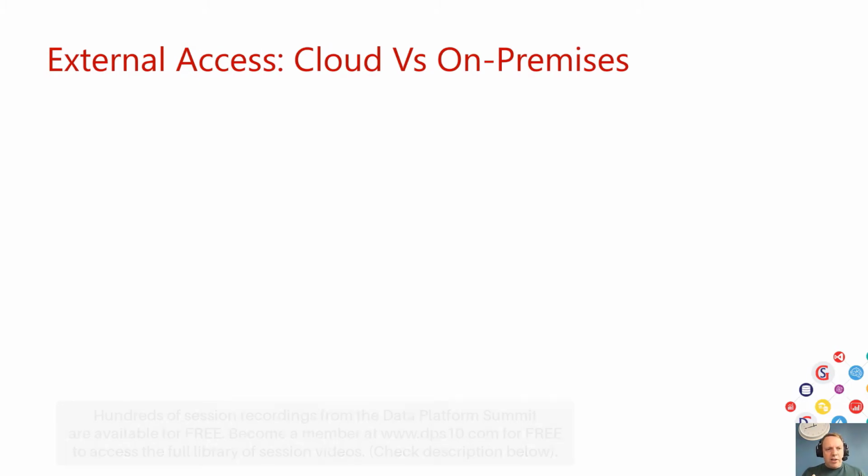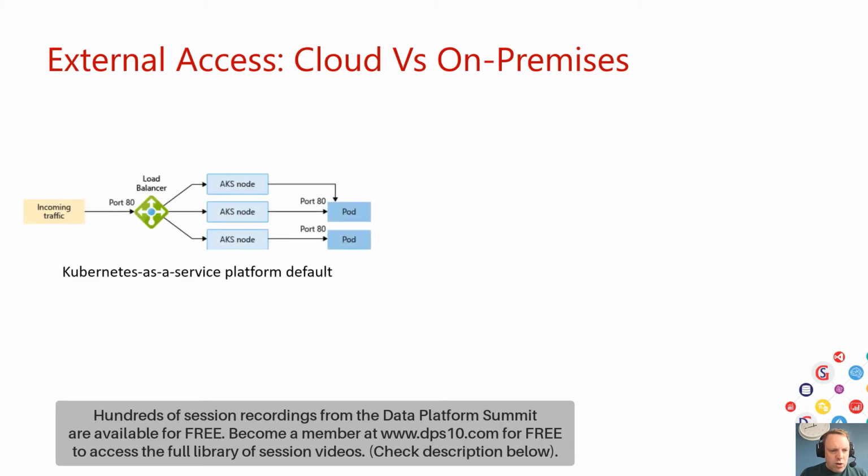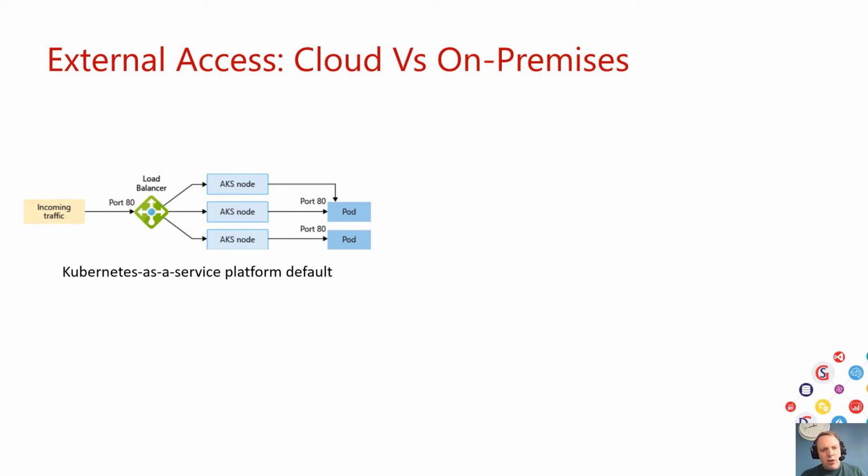There's two broad ways of deploying a Kubernetes cluster. You can use Kubernetes as a service. This might be AKS in Azure, EKS in AWS, GKE in the Google Cloud. What you will generally end up with is services for accessing your applications from the outside world, which have load balancing functionality by default. And these are called load balancer services.